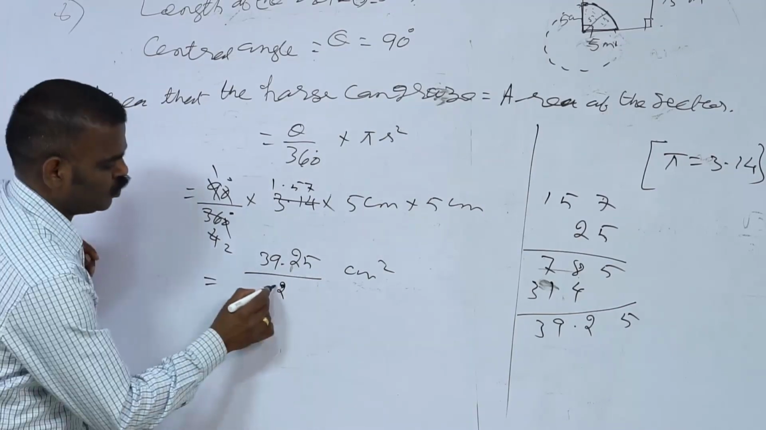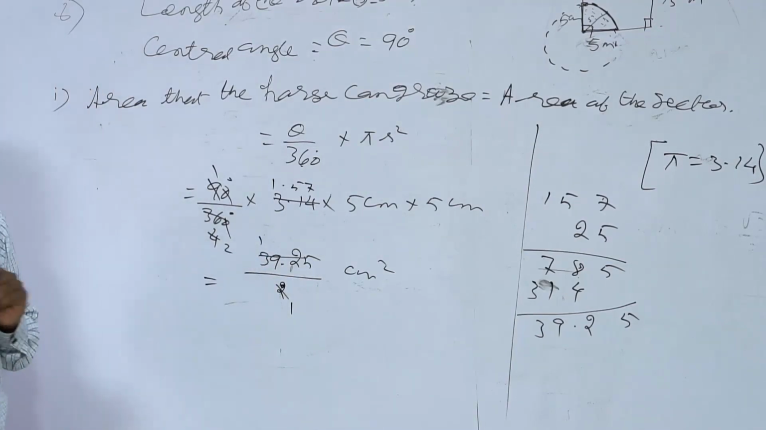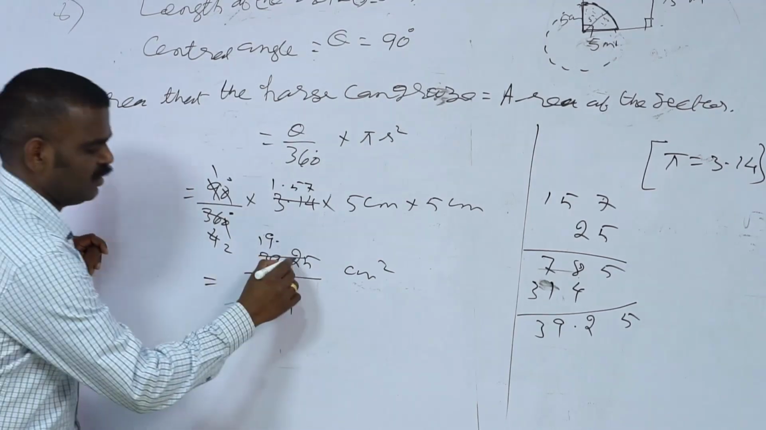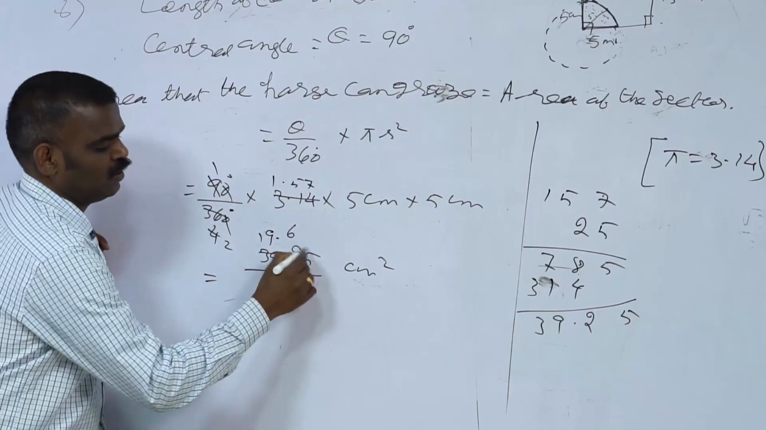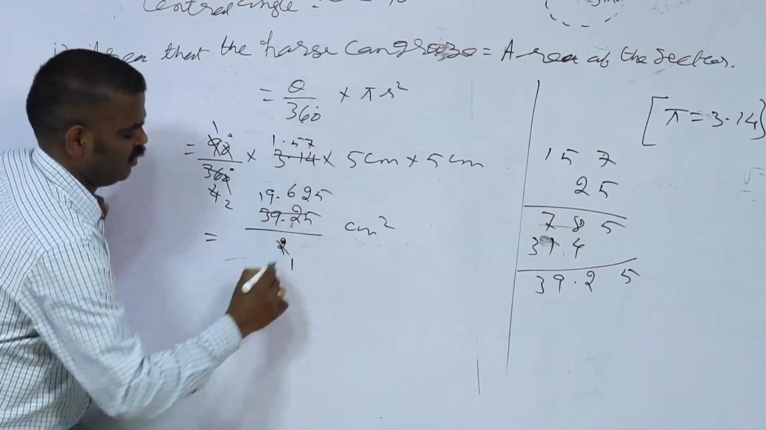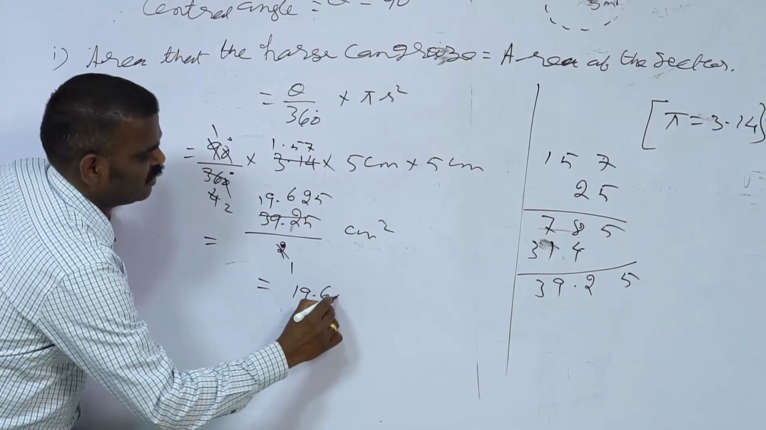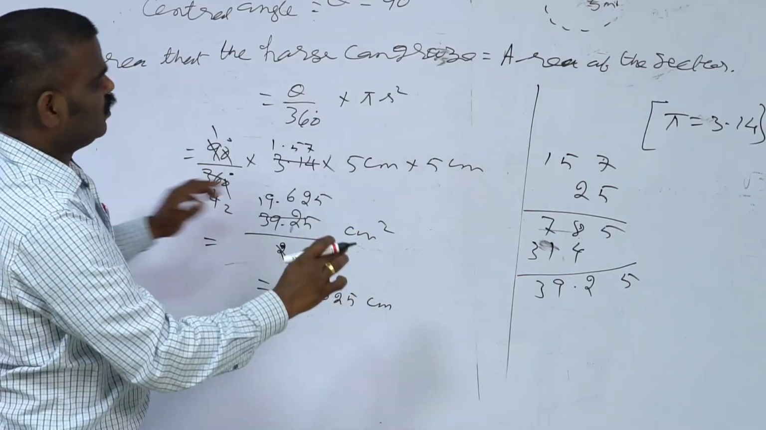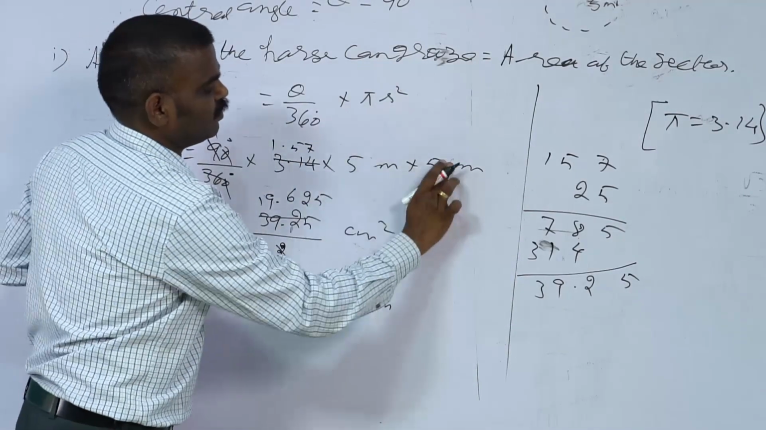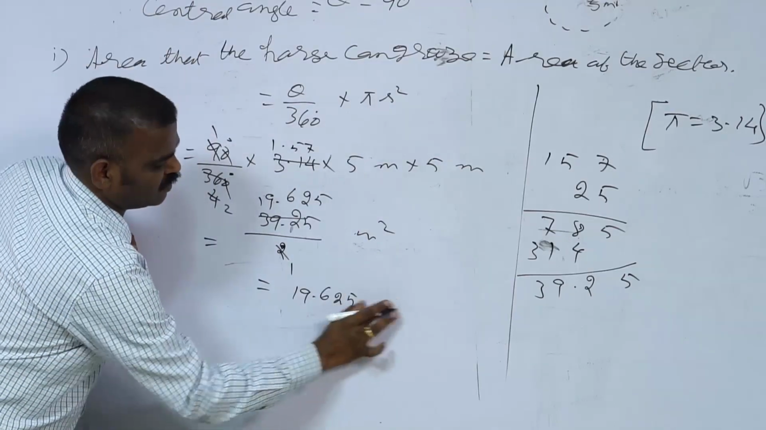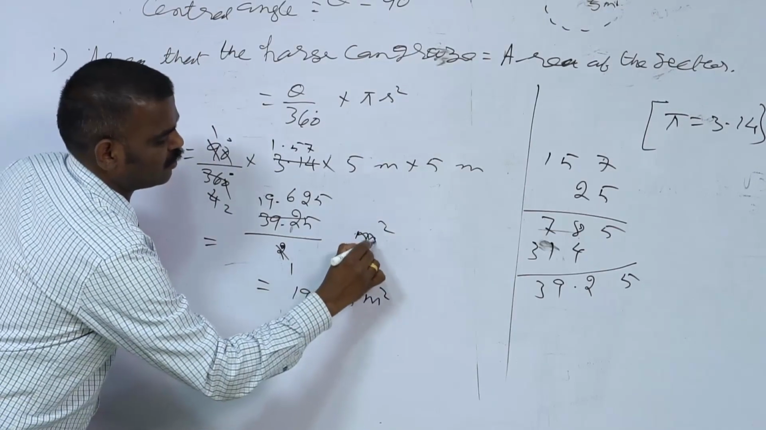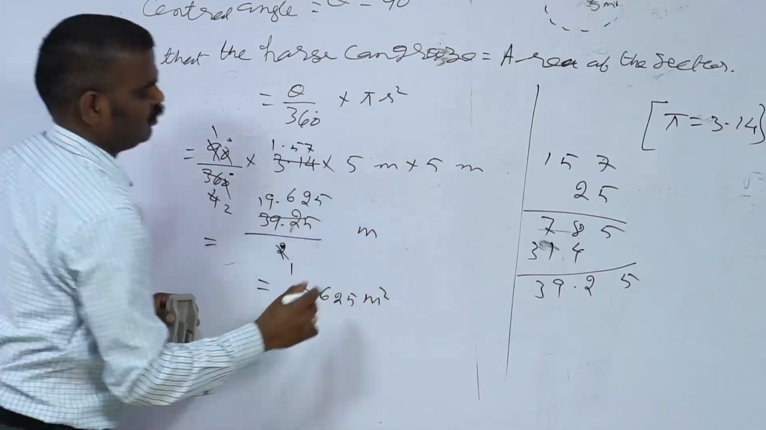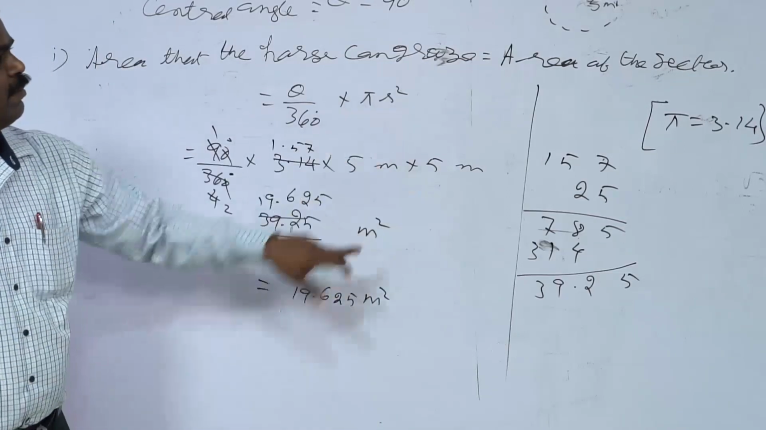Okay? 1 2 2, 1 2 is 2, 1 remainder, 19, 9 2 is 18, 1 remainder, 12, 6 2 is 12, 5 2 2 is 4, 1 remainder 5. So, how much? 19.625 centimeter, sorry, it is not a centimeter, it is a meter. So, meter square. Meter into meter, meter square.